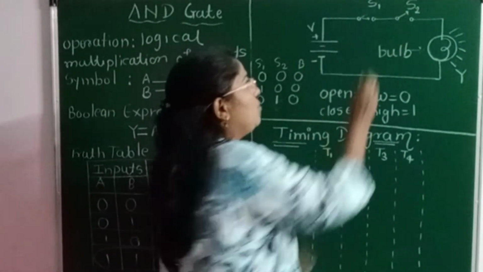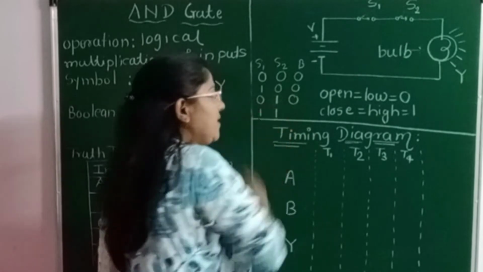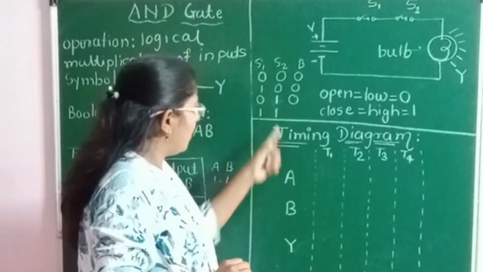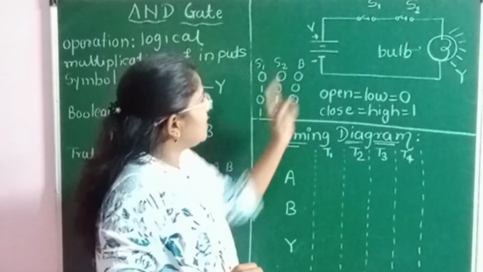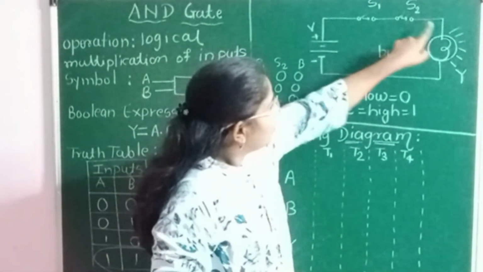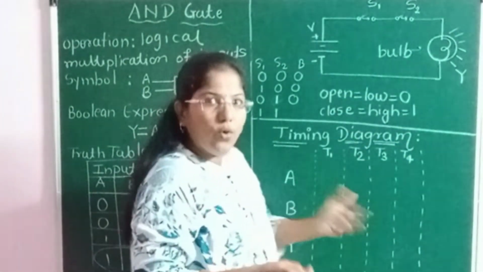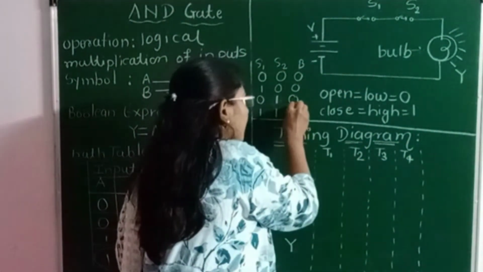Second, S2. Again consider this S2 is also closed. So closed means current will pass, so the values are 1, 1. Now see, current will pass through S1 as well as S2. So obviously it will pass through this bulb also. That means this bulb will glow. Glow means what? Output is high.